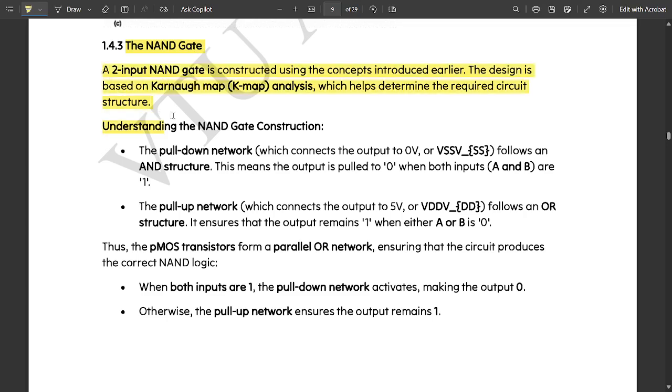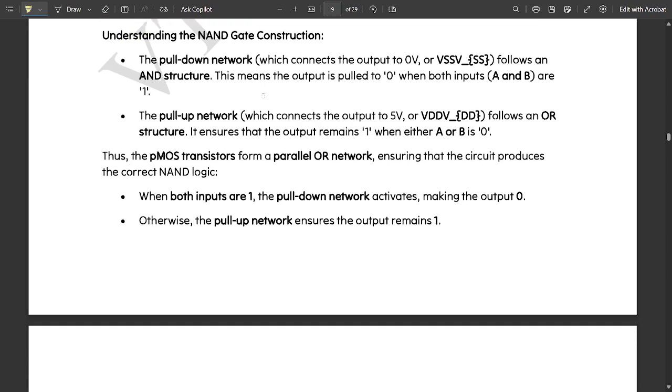A two input NAND gate. First, let us see what a two input NAND gate is. A two input NAND gate is constructed using the concepts introduced earlier in the videos, which I already told. The design is based on Karnaugh map or K map analysis. This analysis part I'm not going to explain now, which helps to determine the required circuit structure. First, understanding the NAND gate construction.